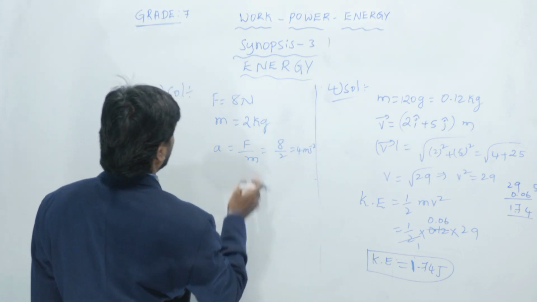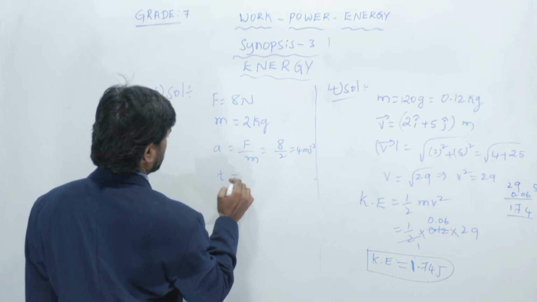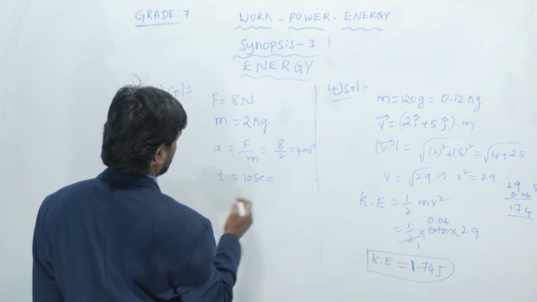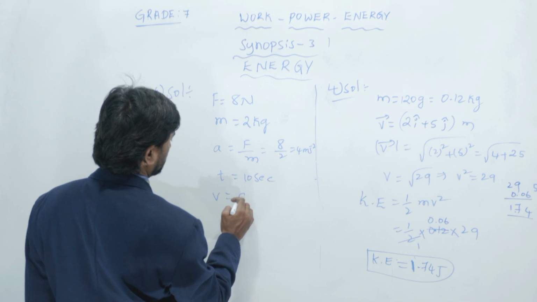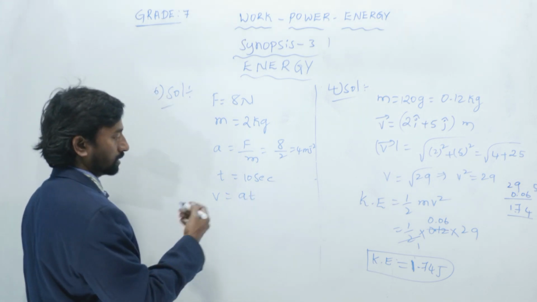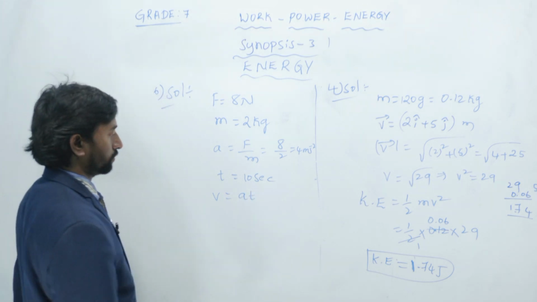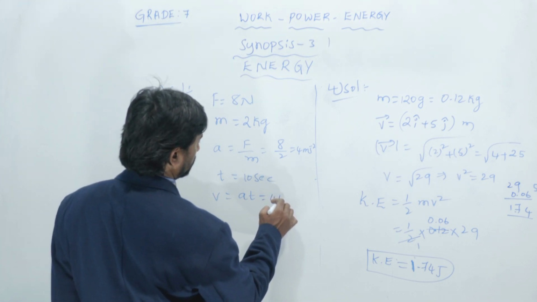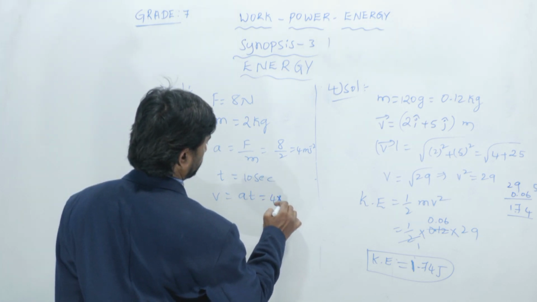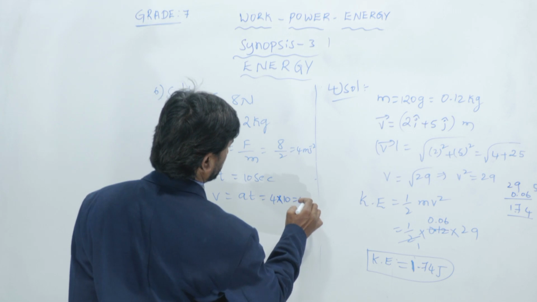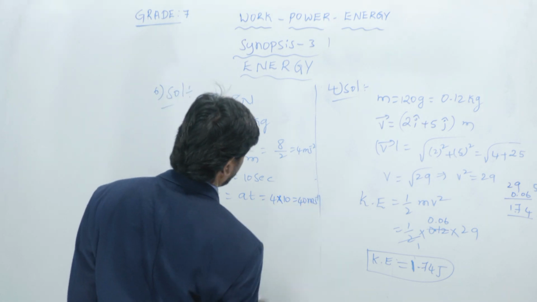How much time is it applied for? t is equal to 10 seconds. If t is 10 seconds, what velocity do we get? Velocity is nothing but a into t, because a is v by t. So we write 4 into 10, and we get 40 meters per second. Velocity is 40 meters per second.